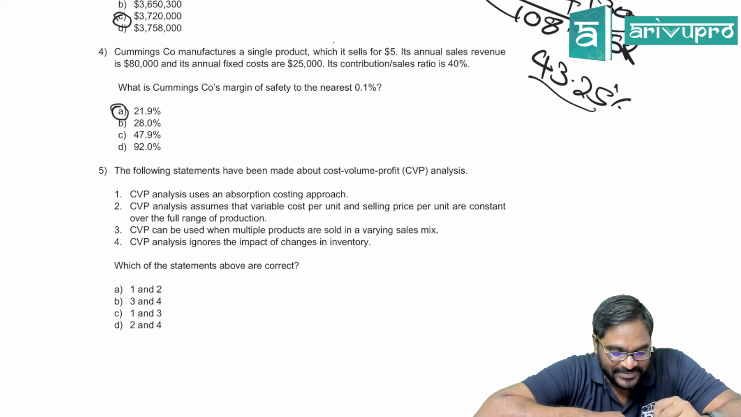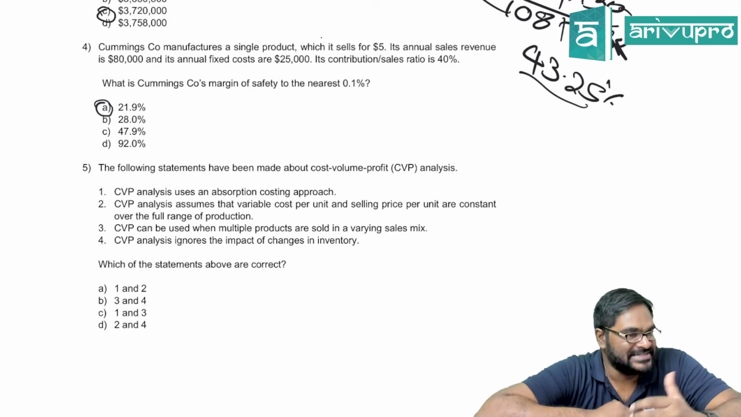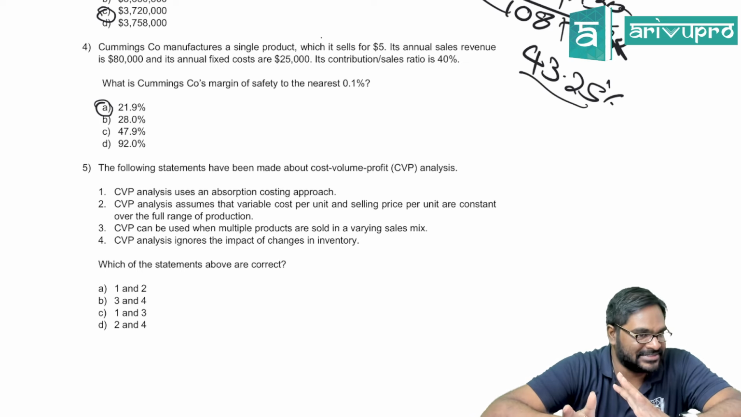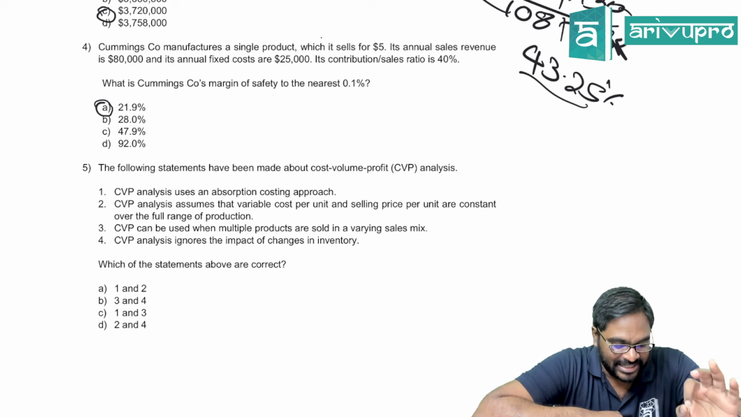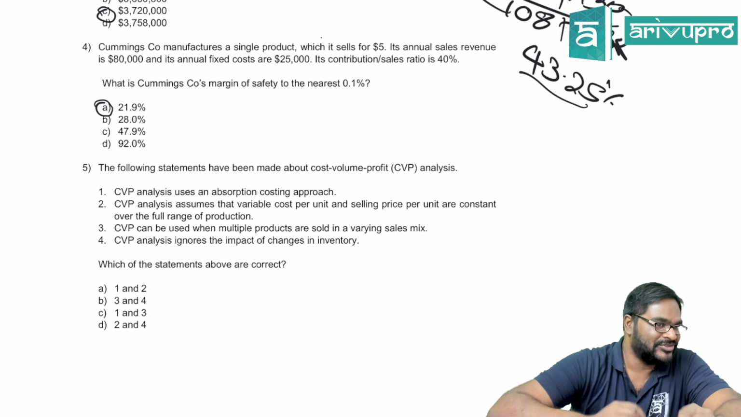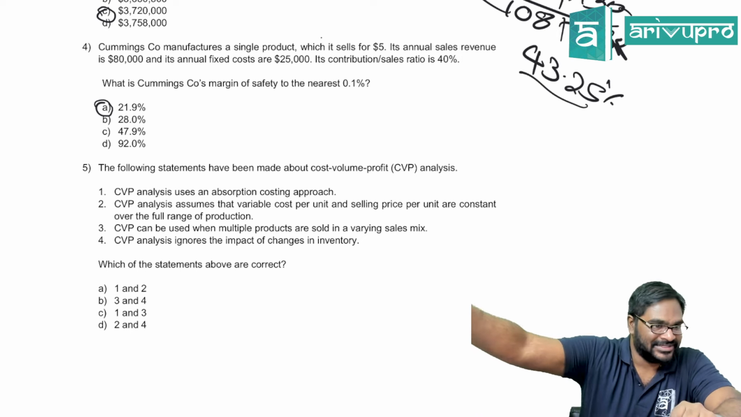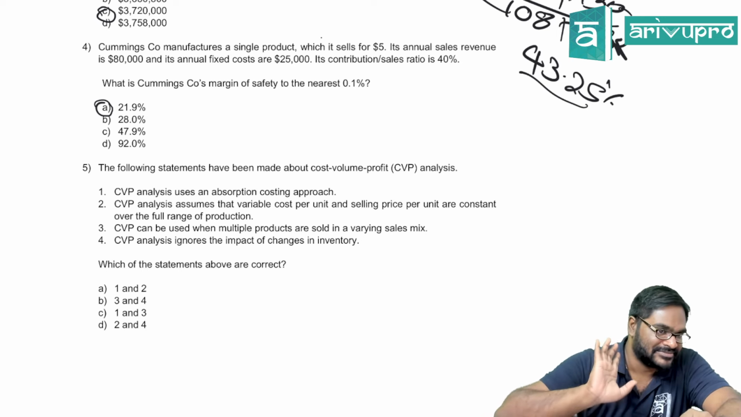The following statements have been made about cost volume profit analysis. So basically the CVP analysis we discussed. Number 1, CVP analysis uses an absorption costing approach. Do we use absorption costing? In CVP, no, right? Absorption was a different costing method. In CVP, we don't use absorption. So 1 is incorrect. It's out of the equation anyway.